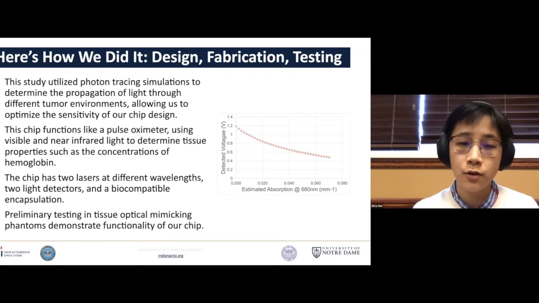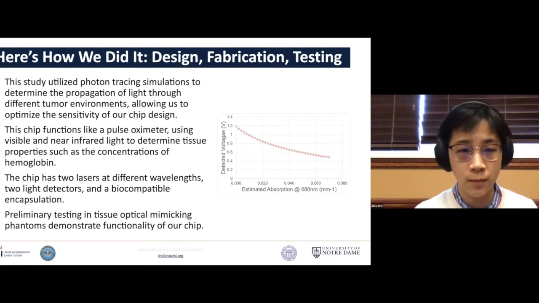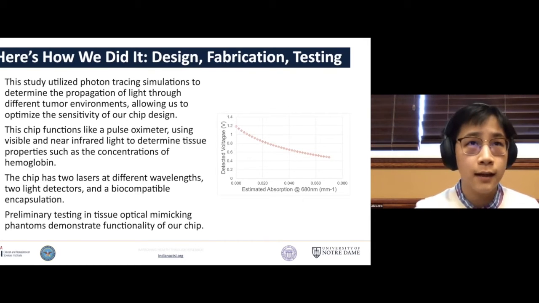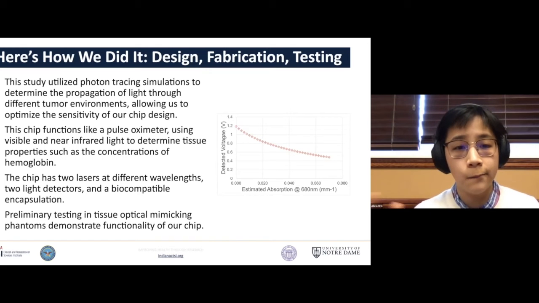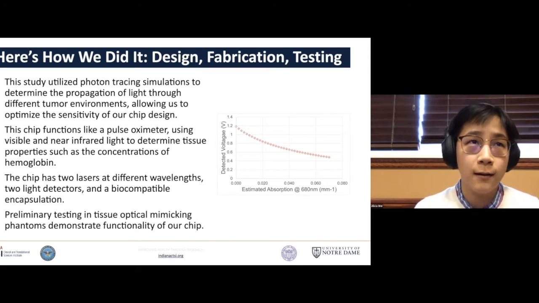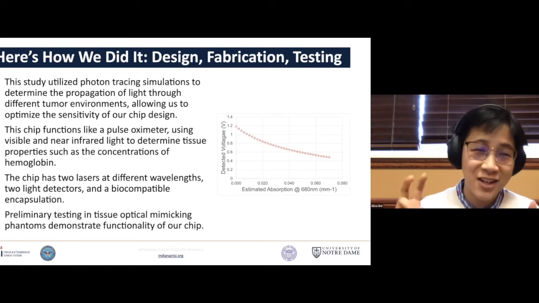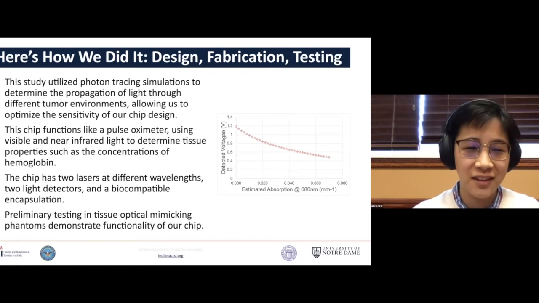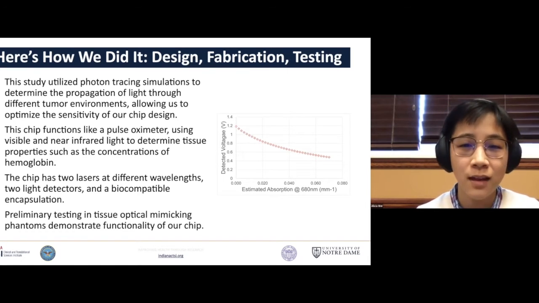The detector closest to the light source is really just a calibration method of, okay, how much light is actually coming out. And as the light attenuates through the tissue, that's where the far detector comes in, where it has most of the information in terms of the light that has passed through the tissue.